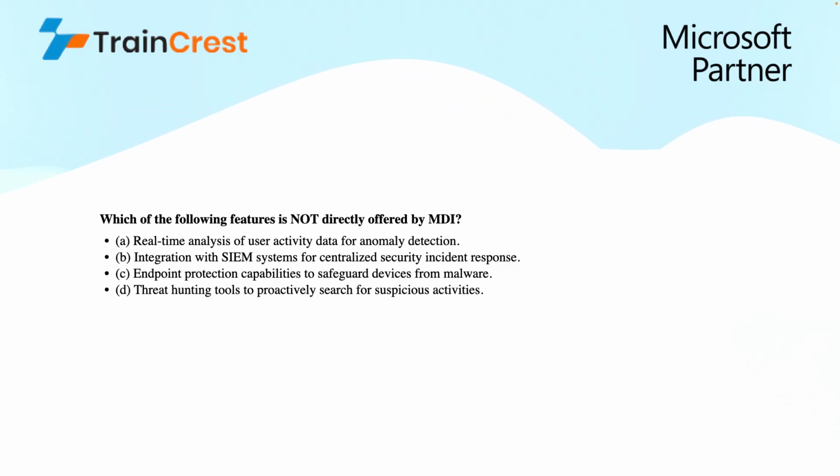Next question is, which of the following features is not directly offered by MDI? Which feature is not offered? Option A, real-time analysis of user activity data for anomaly detection. Option B, integration with SIEM systems for centralized security incident response. Option C, endpoint protection capabilities to safeguard devices from malware. Option D, threat hunting tools to proactively search for suspicious activities.